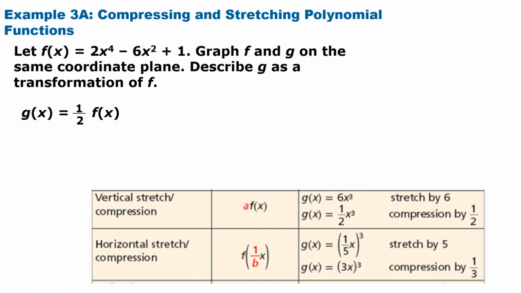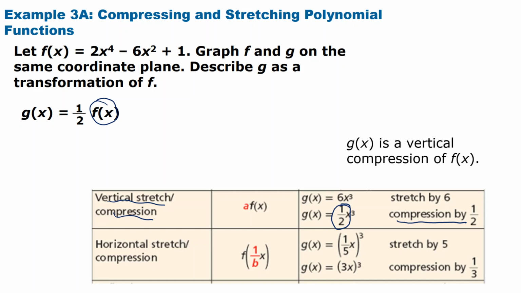Let's see if we can figure out what is going to happen here. It says that g of x is going to be 1/2 times f of x, which, remember, f of x is called a y. So we're going to be doing something vertically, and we have to look at this 1/2. Is it a stretch or compression? Well, it's 1/2, which is less than 1, so this is going to be a vertical compression. It's a vertical compression by a factor of 1/2. So there it is, a vertical compression of f of x.